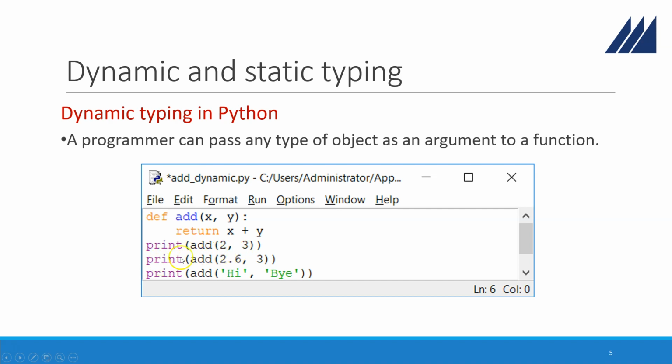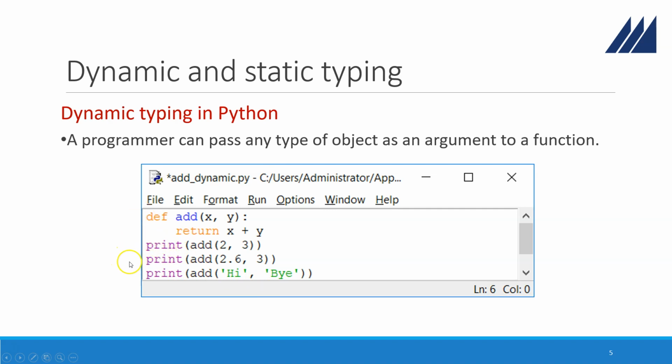Then we print out the result by calling add with 2 and 3, which are both integers, and then calling add with 2.6, which is a float, and 3, which is an integer, and calling it the third time with the words hi and bye, which are both strings. And you will see in Python it's going to work.